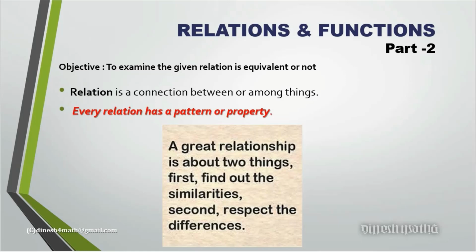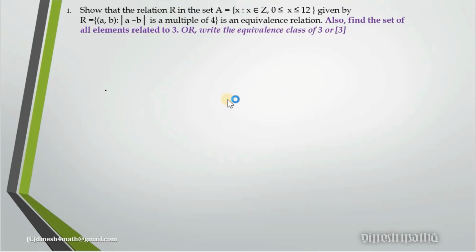So we are going for a question. See, this is one of the very important questions from the board exam point of view. Question is, show that the relation on the set A defined by modulus of a minus b is a multiple of 4 is an equivalence relation. Second part, find the set of all elements related to 3, or write the equivalence class of 3, or asked in this way. So it is a different way of asking the additional question.